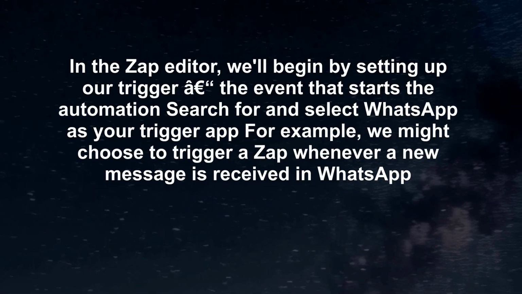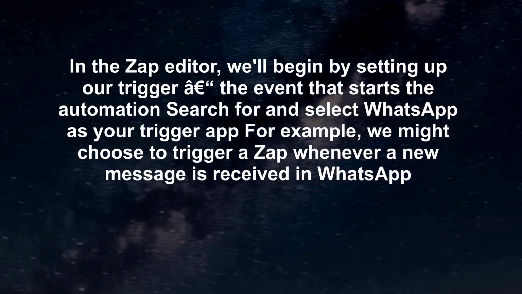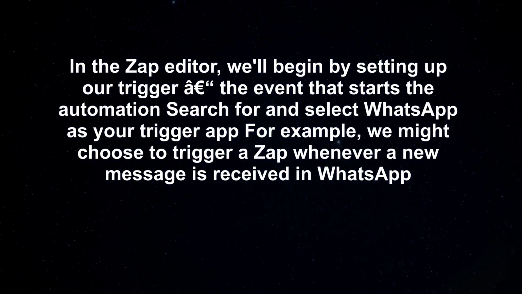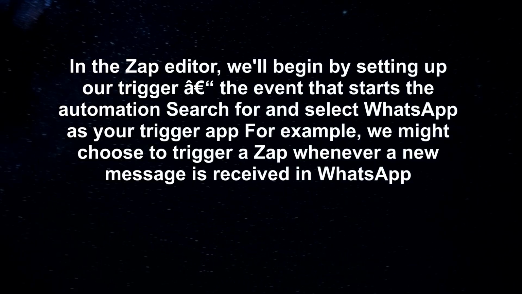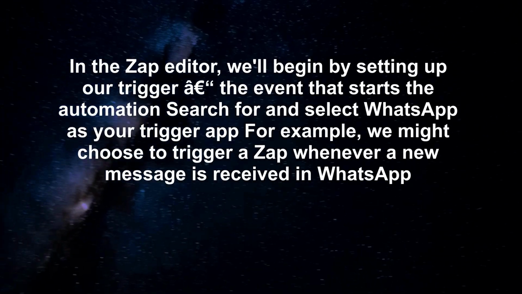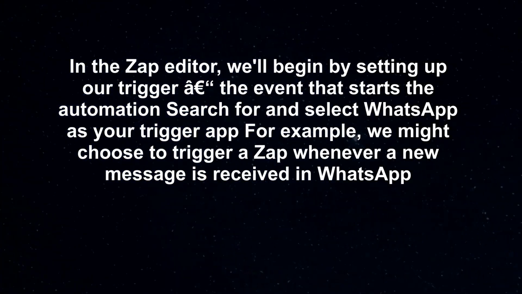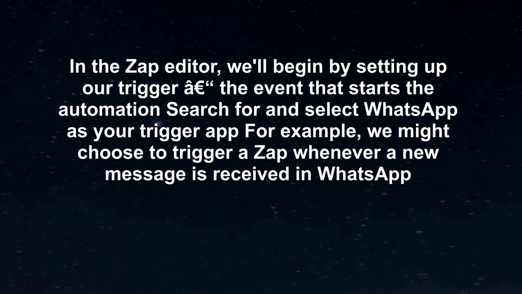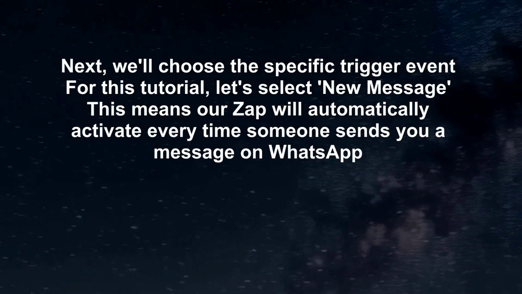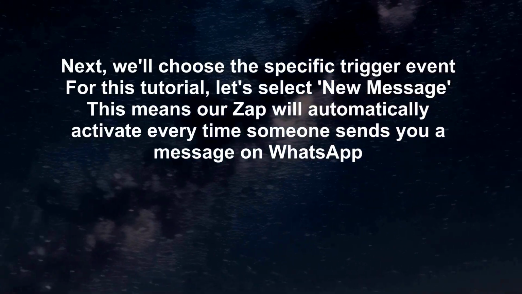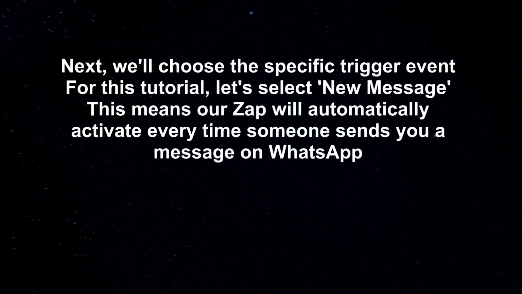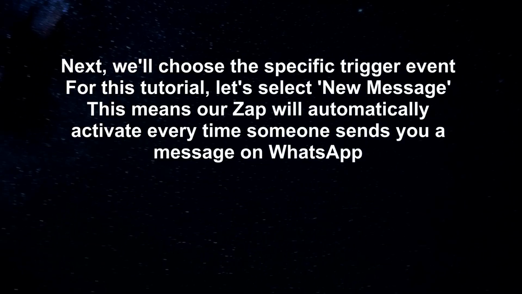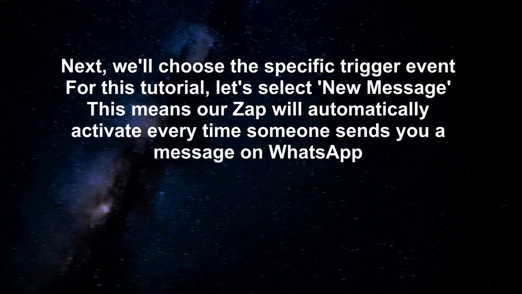In the Zap editor, we'll begin by setting up our trigger, the event that starts the automation. Search for and select WhatsApp as your trigger app. For example, we might choose to trigger a zap whenever a new message is received in WhatsApp. Next, we'll choose the specific trigger event for this tutorial. Let's select New Message. This means our zap will automatically activate every time someone sends you a message on WhatsApp.